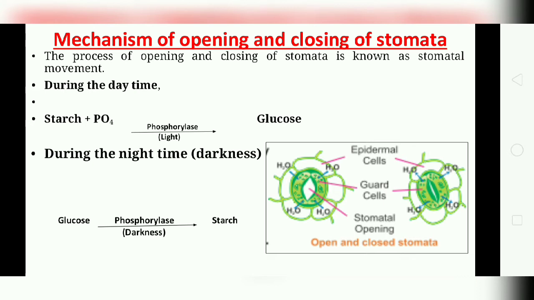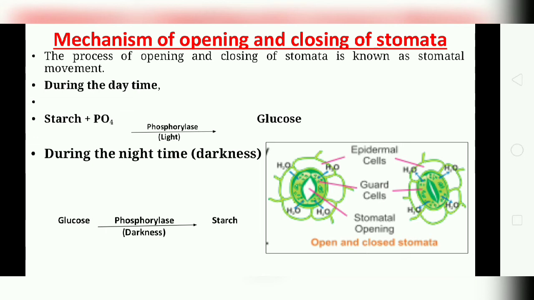The starch being insoluble, the osmotic pressure of the guard cell decreases. As a result, water diffuses from the guard cells to the neighboring cells and turgor pressure decreases. Due to this decrease in the pressure of the guard cell, the stoma is partially or completely closed during the night time. When stomata are closed, the water in vapor form from the intercellular space is not lost through stomata to the outer atmosphere.